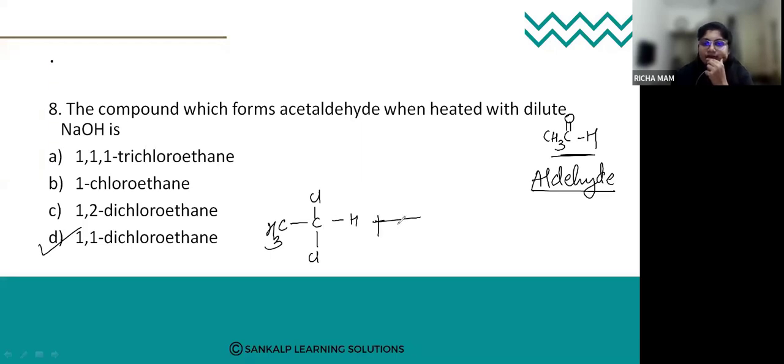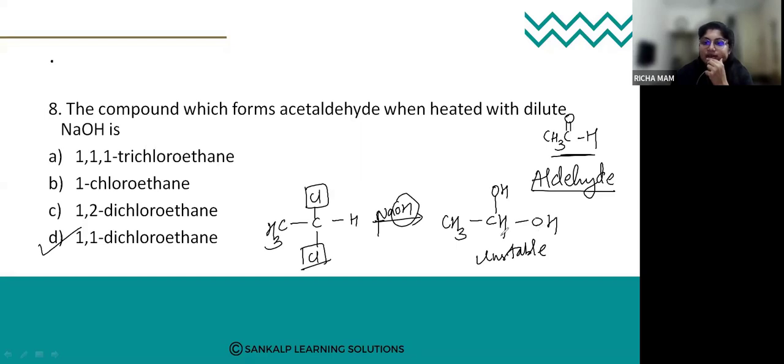So when you treat it with NaOH, what am I going to get? I'm going to get CH3, C, H, where your Cl atoms are replaced by OH. So I'm going to get OH and OH. Now this is unstable. So what will happen? There will be loss of a water molecule, and you are going to get an aldehyde. So this is how acetaldehyde is formed.